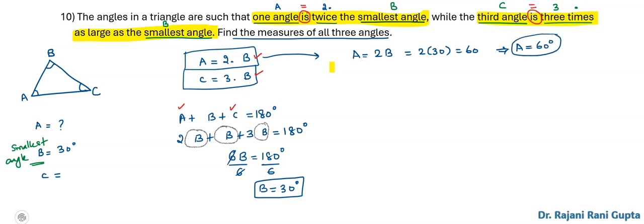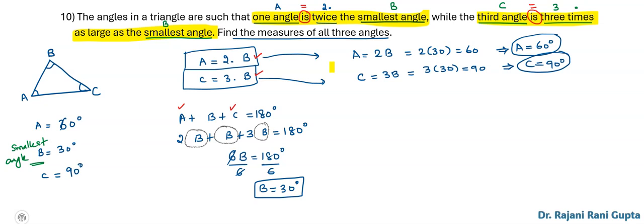Okay. And using this, C is equal to 3B. That is 3 times 30, which is 90. So, this implies C is 90 degree. Okay. So, A is 60 degree and C is 90 degree. Again, it turns out to be a right angle triangle. Okay. I hope it's clear.